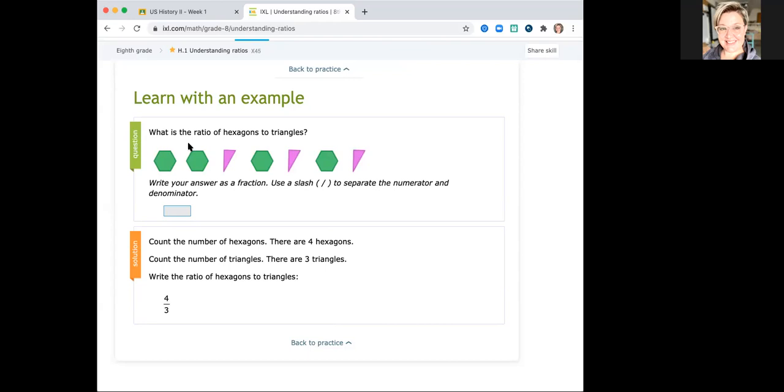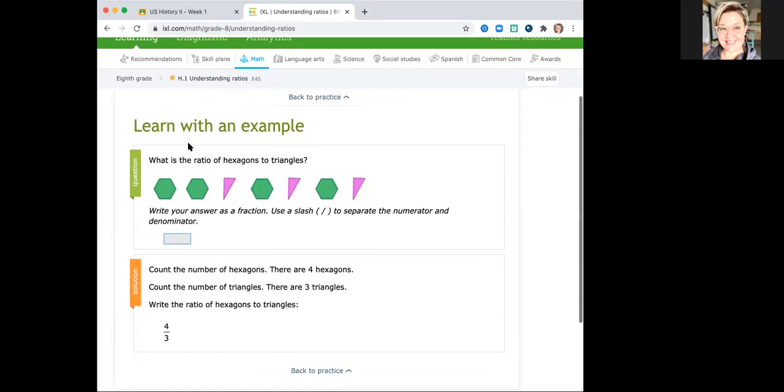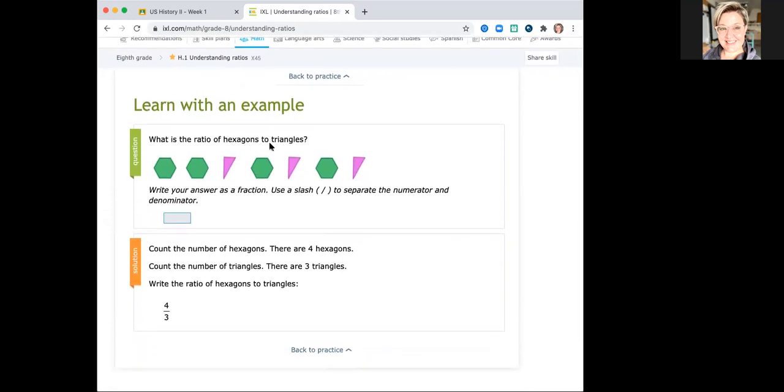So in this particular question, the question is, what is the ratio of hexagons to triangles? So it's kind of like saying, every time you get this many hexagons, you'll see this many triangles. So when we look at this, we're going to count it out. 1, 2, 3, 4. There are 4 hexagons, and there are 1, 2, 3 triangles. So we're going to write it just like it has down here. For every 4 hexagons, there are 3 triangles.